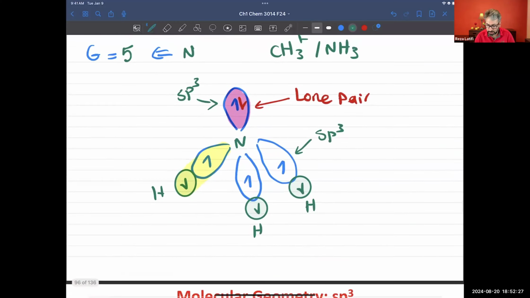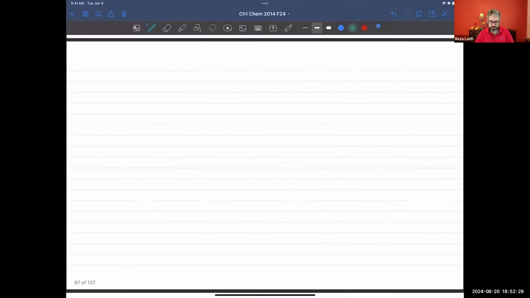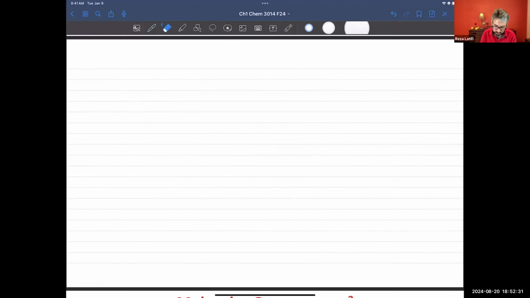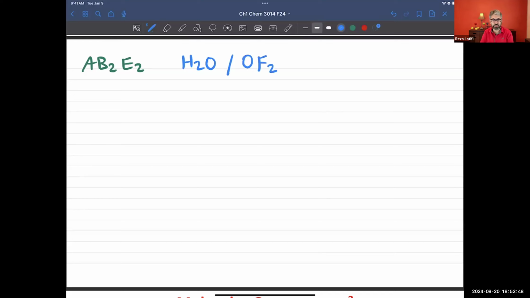Okay. And one more example. And the last example that I want to practice will be this. Say AB2E2. So 2 lone pairs this time. Okay. And one example that you can use is going to be H2O, or you can say OF2. You can say H2S. You can say SF2, for example.